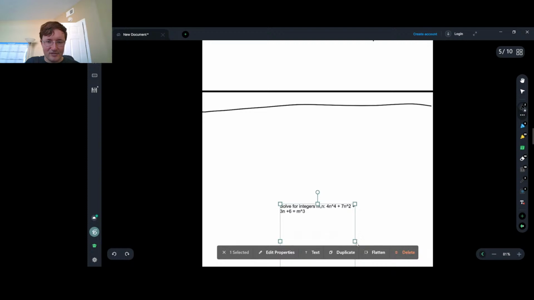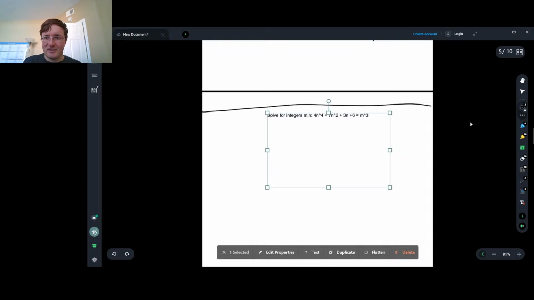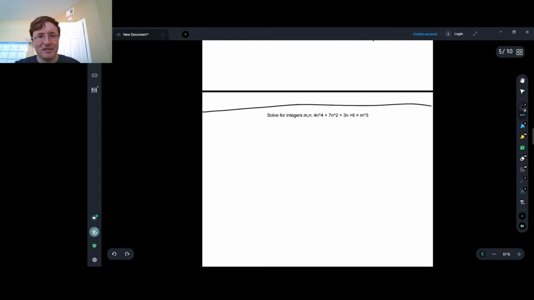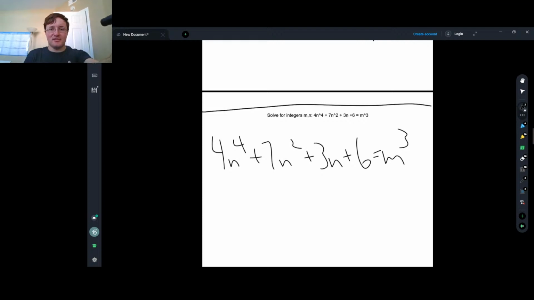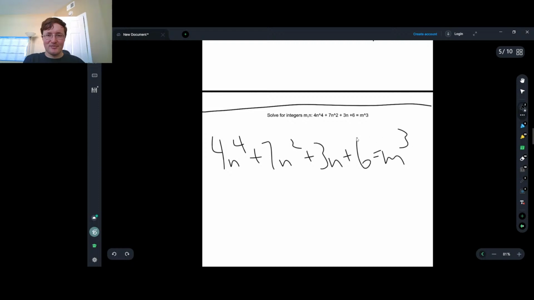Okay, so I have to solve this equation. 4n to the 4th plus 7n squared plus 3n plus 6 equals m cubed. Okay, so I know that this is just going to have a finite number of solutions because, well, pretty much any Diophantine equation where the powers are 3 or larger is going to have only finitely many solutions.